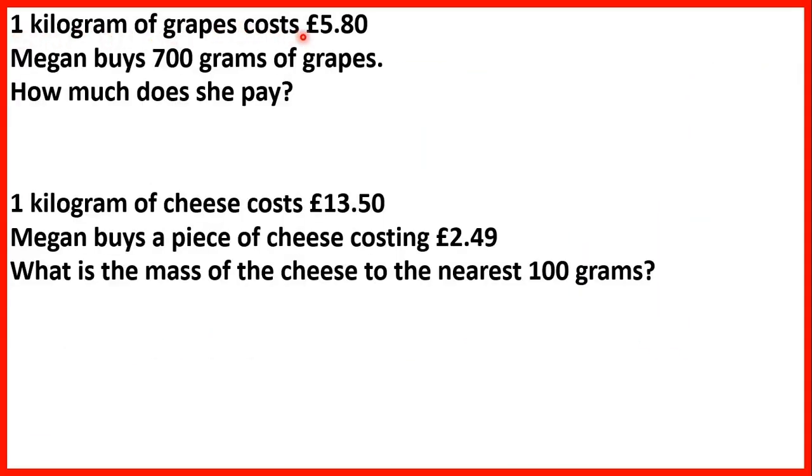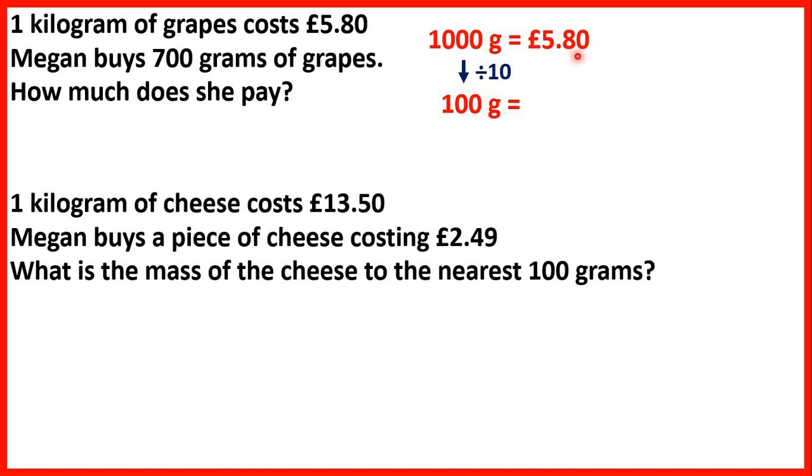1 kilogram of grapes costs £5.80. Megan buys 700 grams of grapes. How much does she pay? So we can remember that 1 kilogram is the same as 1,000 grams. So 1,000 grams costs £5.80, but we want to find 700 grams. Now we can't divide 1,000 by a whole number to get 700. But what we can do is first find 100 grams by dividing by 10, and then we can multiply that amount by 7 to get 700 grams.